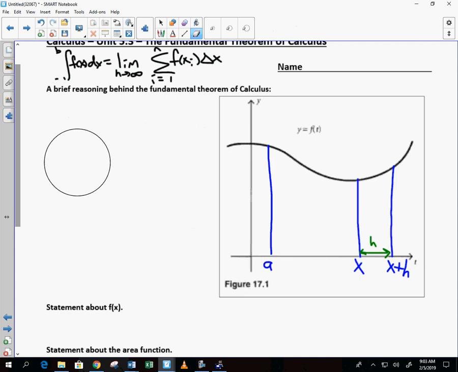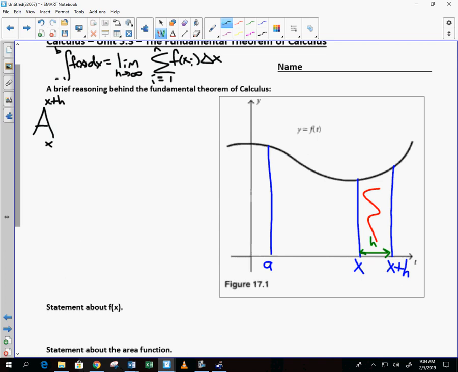Well, this isn't a true proof. It's just a brief reasoning. So instead of using the integral symbol, I'm just going to use the letter A for area, okay? And I'm going to talk about the area, bounding it from x to x plus h, okay? We're going to talk about x to x plus h. So that would be that red area, right? Everybody okay with that?